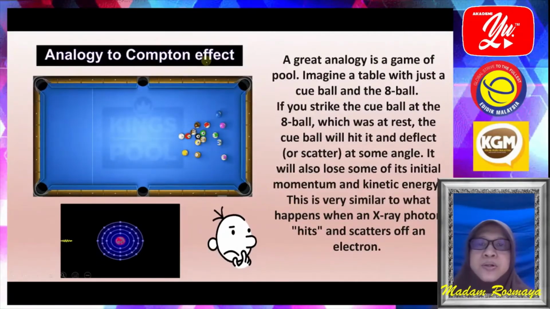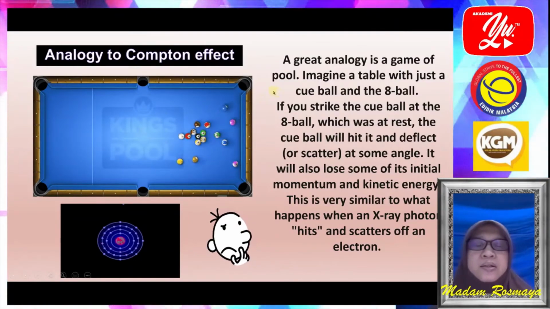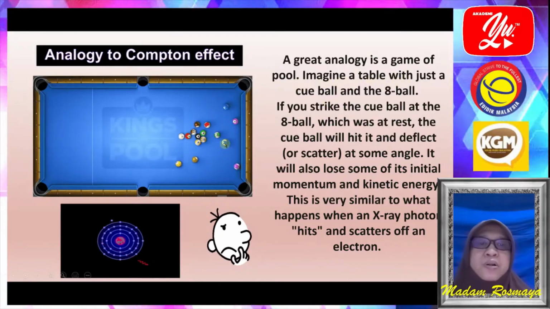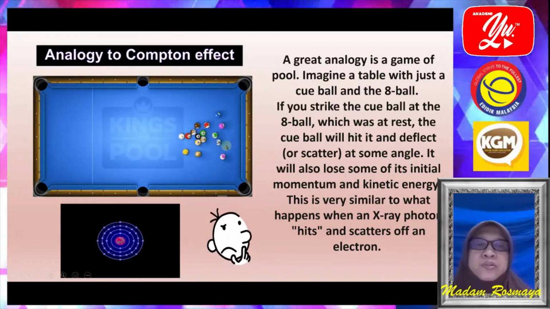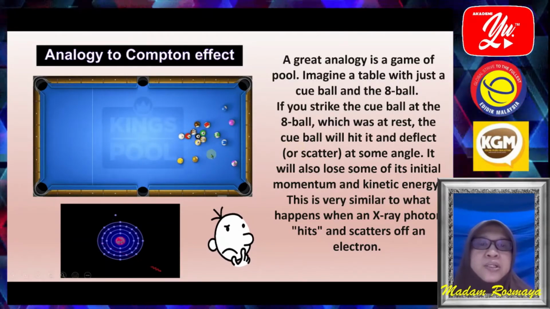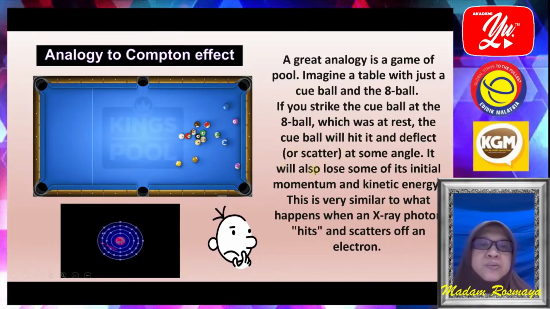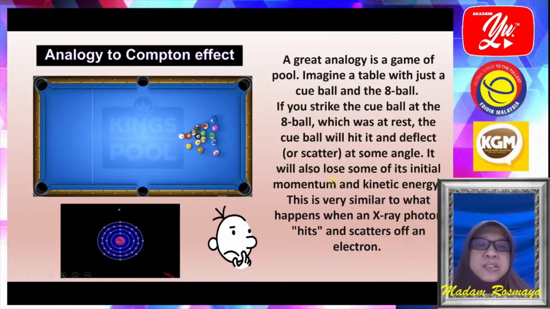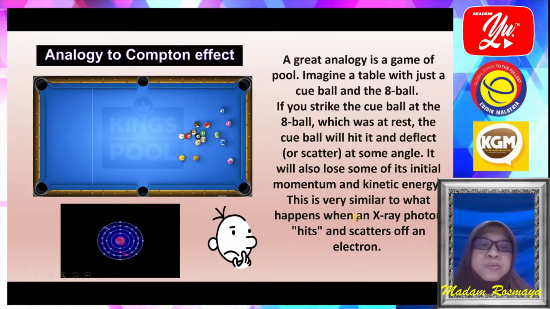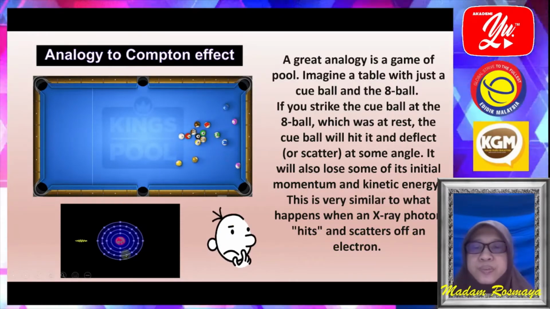So, an analogy to the Compton effect. A great analogy is a game of pool. Imagine a table with just a cue ball and the 8 ball. If you strike the cue ball at the 8 ball, which is at rest, the cue ball will hit it and deflect or scatter at some angle. It will also lose some of its initial momentum and kinetic energy. This is very similar to what happens when an X-ray photon hits and scatters off an electron.